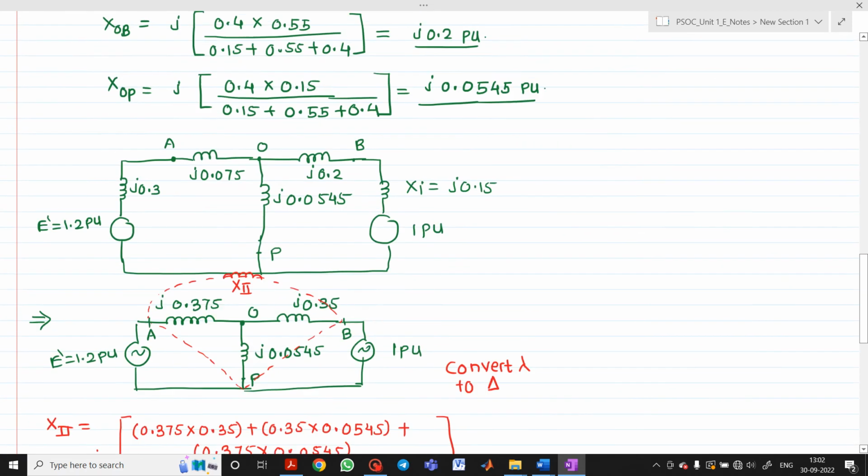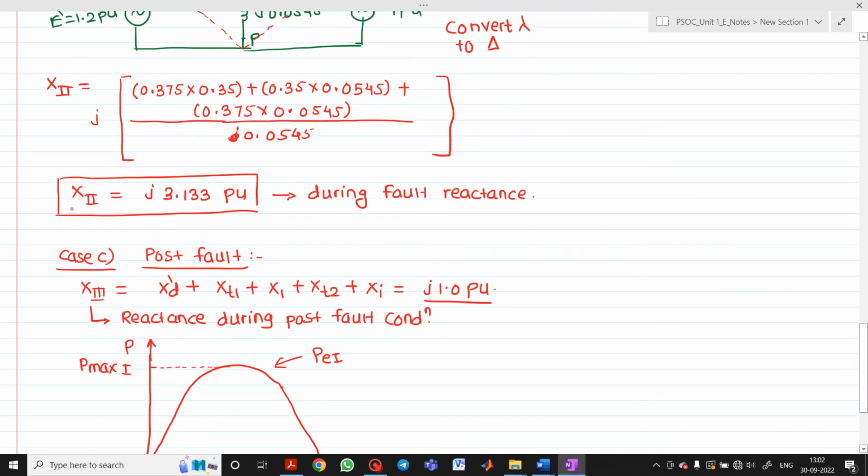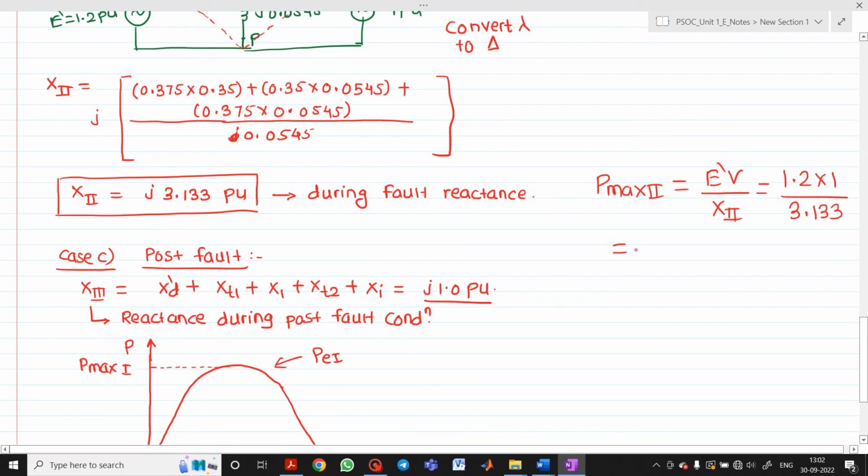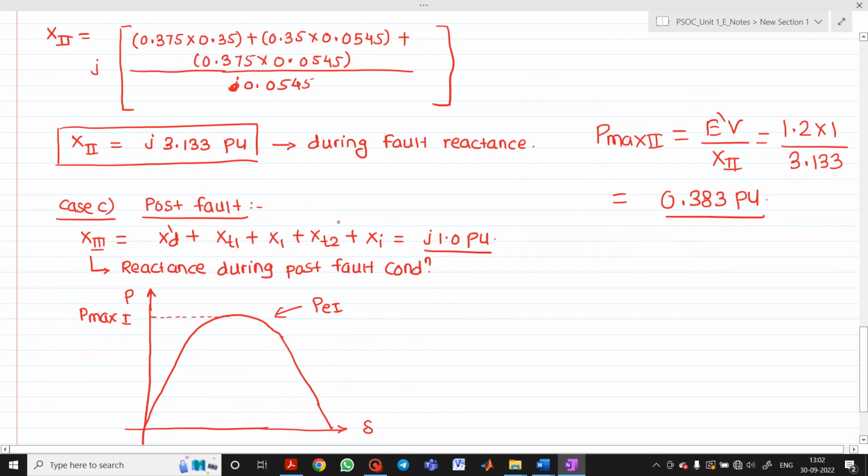Now if you go for case B, here we can find Pmax2. How to find Pmax2? It will be equal to E'V upon x2. E' is 1.2, V is 1 and x2 is 3.133. Therefore, the answer for Pmax2 comes out to be 0.383 per unit. So this is Pmax2. And definitely you can find Pmax3 also during this post-fault condition, which comes out to be what?